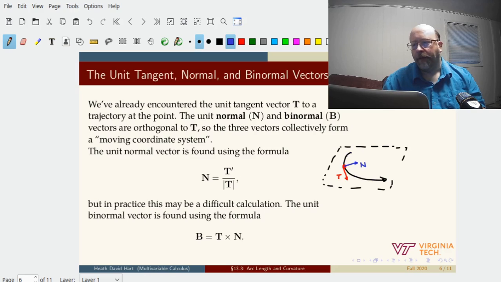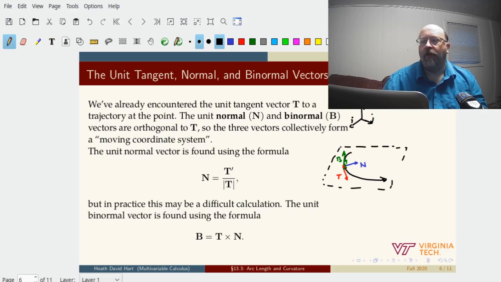You may have noticed this when you're rounding a curve, and especially if you're taking the curve a little too fast, you feel a horizontal force pushing you a little bit here. That sideways force that you feel is in the direction of the normal vector. The binormal vector is perpendicular to both of these, which means it's coming up out of the curve. These three vectors collectively look like i, j, and k, but they form a moving coordinate system that moves with the object along the trajectory. So T is a unit vector, N is a unit vector out to the side, B is a unit vector up. They have the same role as i, j, and k, but they move with the trajectory.